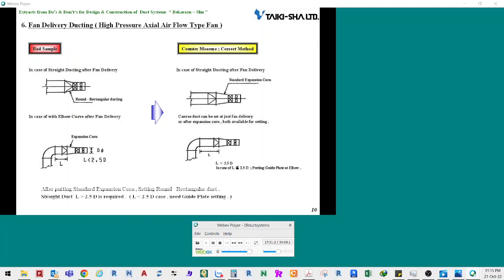The do's and don'ts introduce a method where a standard extension cone is attached before a rectangle to round duct is connected. The length of a short straight duct is recommended to be longer than 2.5 d. If the length is 2.5 d or less, guide vanes should be installed on the elbow. For more, look at the next slide.